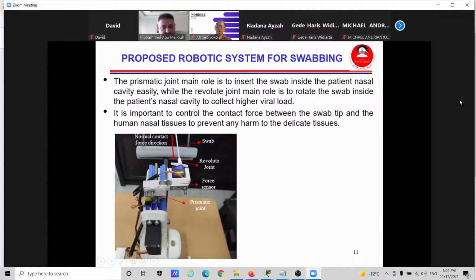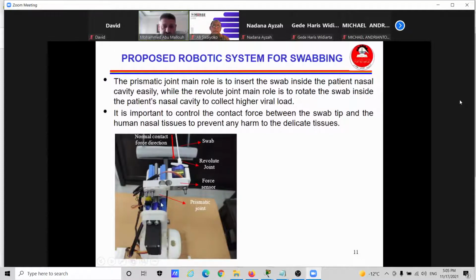This is the end effector here, and it consists of the prismatic joint, and we have a screw motor that allows this part to slide on this blue rail. And this is the revolute joint, which rotates the swab clockwise or counterclockwise. Now, it is very important to control the contact force between the swab tip and the human nasal tissue, because as I said, this tissue at the end of the nasal cavity is very sensitive, and you don't want to hit it hard.